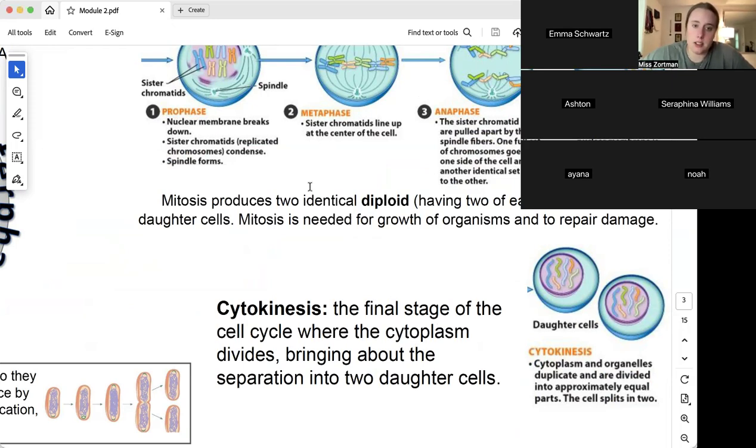For mitosis, your cells start diploid, which means they have two sets of chromosomes, one set that came from the mom, one set that came from the dad, and they're going to end diploid. We are trying to create cells that are identical to the original cell before it split. So diploid before, diploid after. And again, this is for growth and repair of damage for organisms.